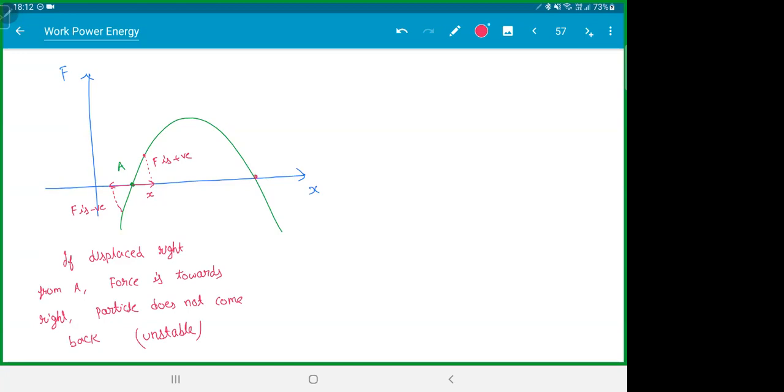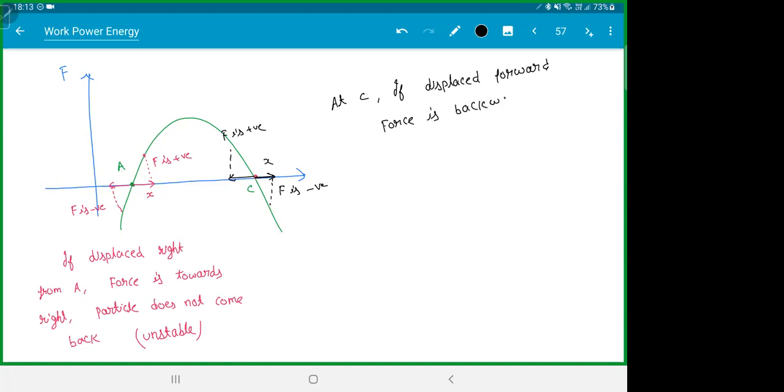If you look at point C here, if I push it forward, the force is backward. If I push it backward, the force is forward. You're getting it? So at C, if displaced forward, force is backward, or if you displace it backward, force is forward. This is the nature of a stable equilibrium.